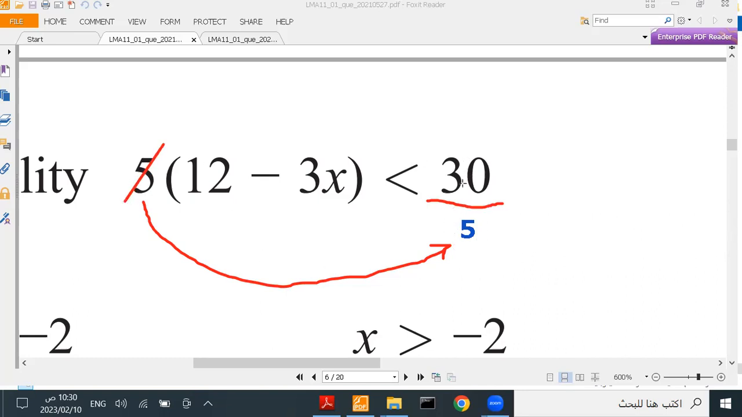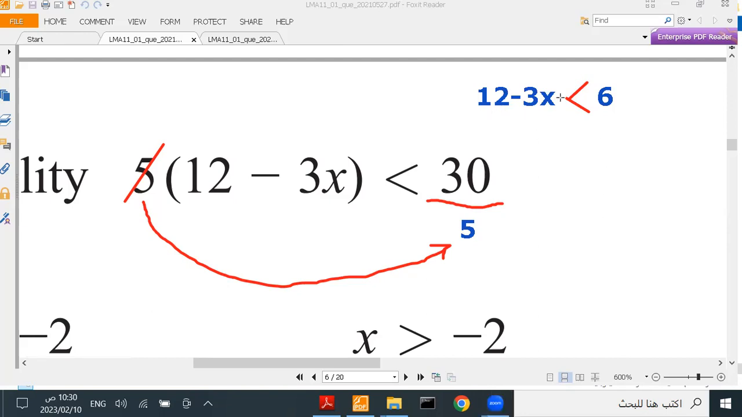What do I have here? This is 6, right? 30 divide 5. So I will have 12 minus 3x bigger than 6. Get the idea? Smaller than 6. Yes, have the smaller sign like this. Okay, wait a minute. I know. So it's 12 minus 3x smaller than 6. What's next?